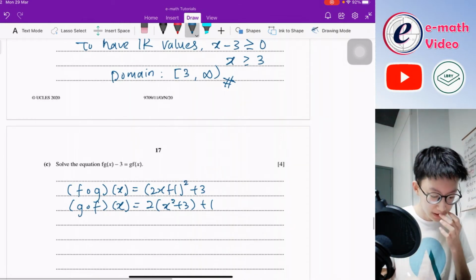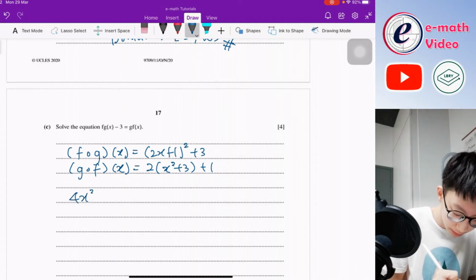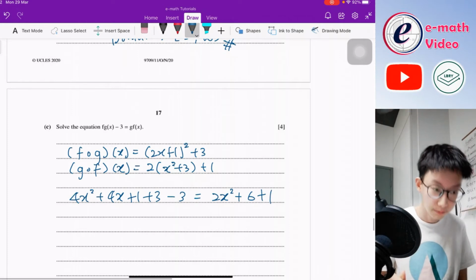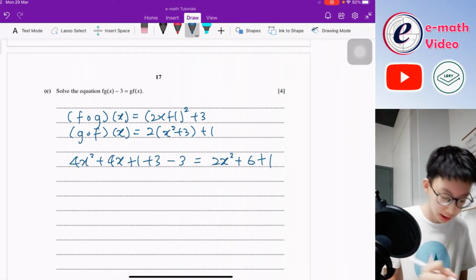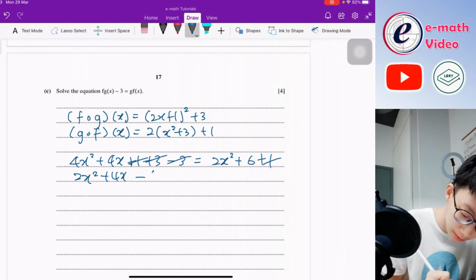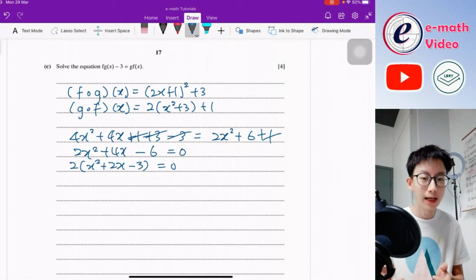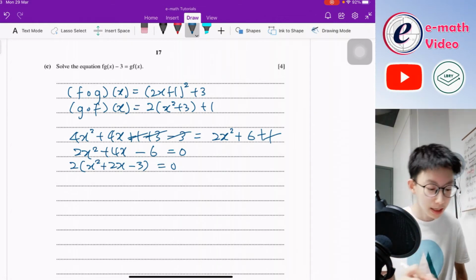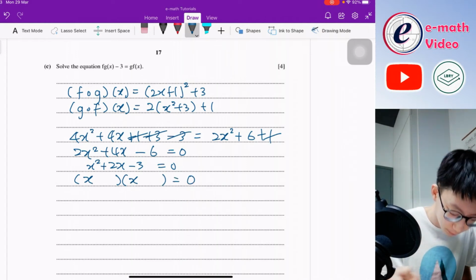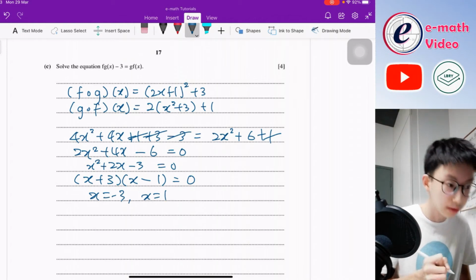Then you just go ahead and solve this functional equation. It's not very hard. I will directly explain, I don't want to write so many steps. 4x squared plus 4x plus 1 plus 3 equals 2x squared plus 6 plus 1. I hope you can follow. 4 minus 2 is 2x squared plus 4x. This and that can cancel. So you bring the 6 over, minus 6 equals 0. Factor out: 2x squared plus 4x minus 6 equals 0, and because it's equal to 0 and not an inequality, you can divide both sides by 2. Very nice, this you can factor with 3 and 1, obviously positive 3, negative 1, so x equals negative 3, x equals 1.